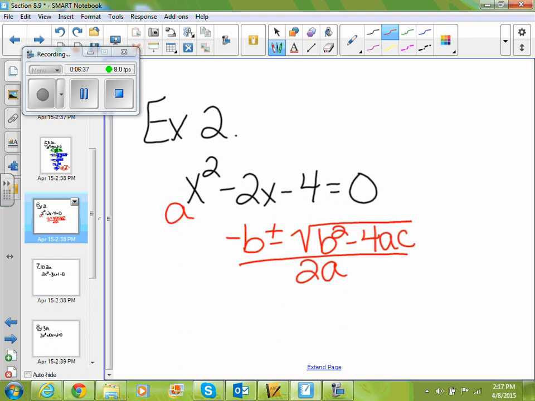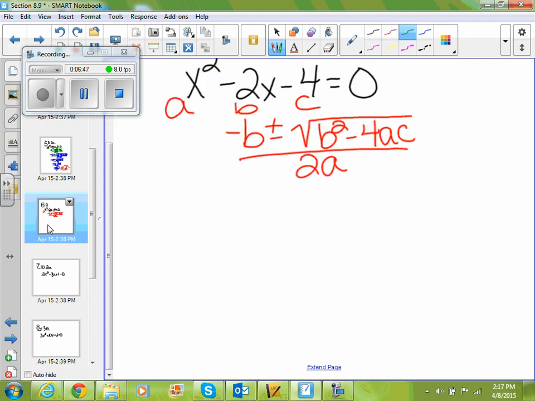Okay, and A, B, and C come from your equation. Does everything so far make sense? Yeah. The formula and where everything comes from. Okay. So if I start plugging stuff in, negative B, what's my B? B is negative 2. So negative 2 becomes positive 2.